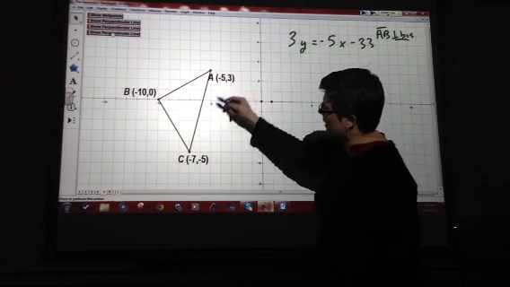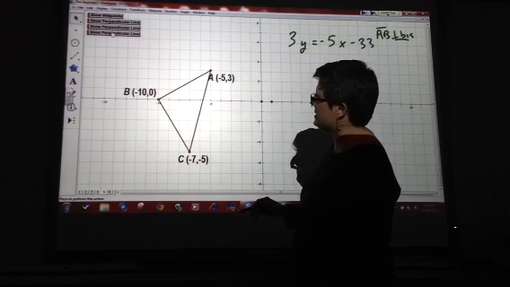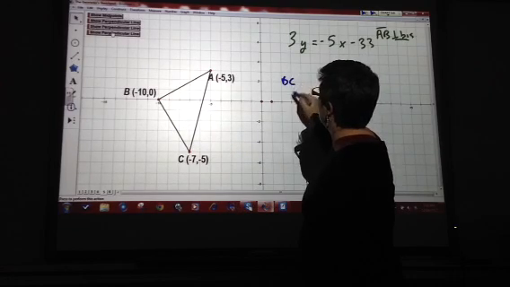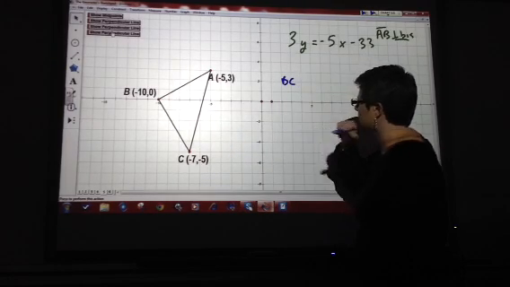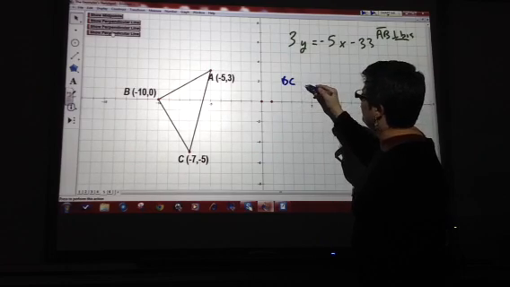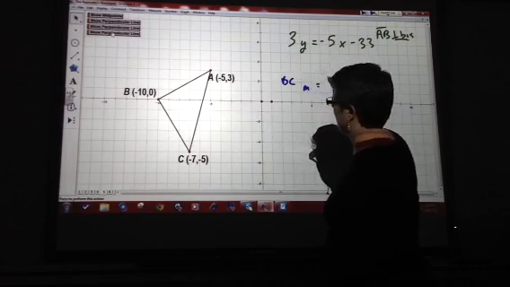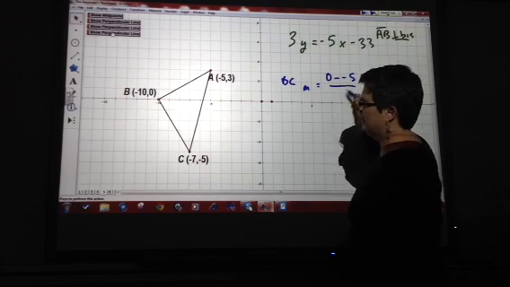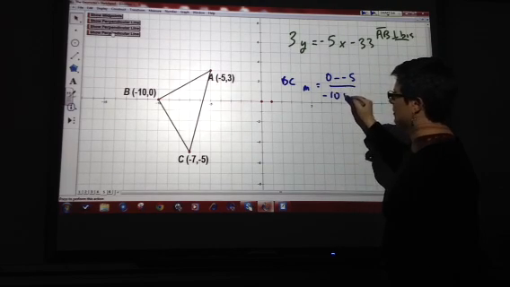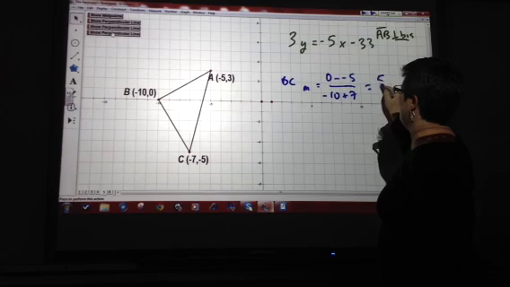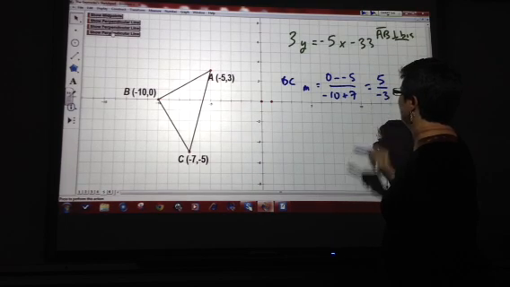We focused in on AB. Why don't we focus in on BC? BC's perpendicular bisector equation, well, we would want to find the slope of BC. The slope of BC, you take your 0 minus minus 5 divided by minus 10 plus 7. So you have 5 divided by negative 3.